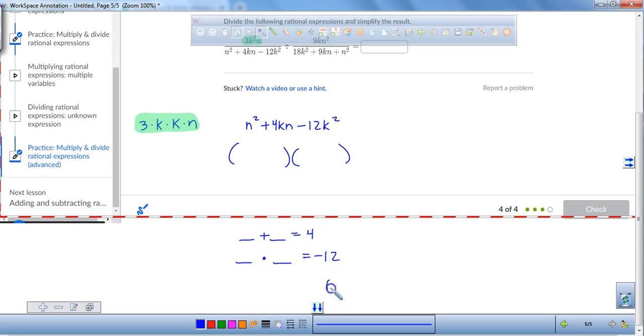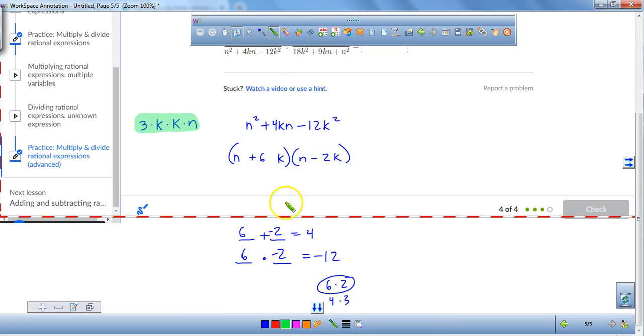What are the factors of 12? 6 and 2. That's right. 4 and 3. That's right. 12 and 1. But we're going to use 6 and 2 because I'm going to put a 6 there and a 2 there and a 6 there and a 2 there. But how do I get to a 4? Got to make the 2 negative. So I'm going to put an n and an n and a k and a k. And then I'm going to put a plus 6 and a minus 2. And bam, right there. There are my factors.